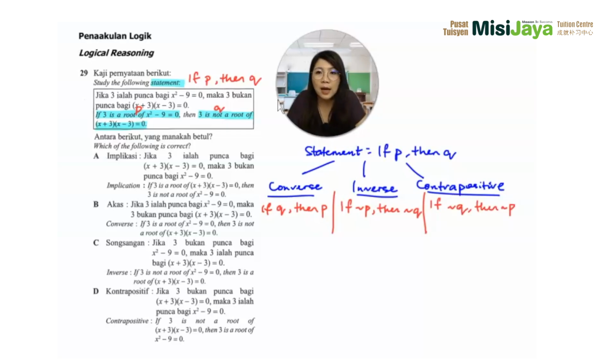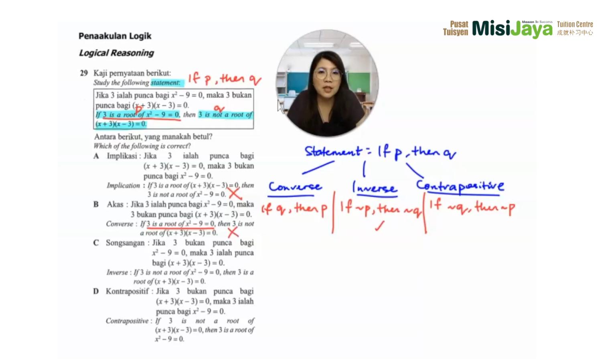So let's look at the answers given. For A, implication: if 3 is a root of (x plus 3)(x minus 3) equals 0, then 3 is not a root of x squared minus 9 equals 0. So this is not the answer. For B, converse. Converse is if Q then P. If you see the question, it starts with 3 is a root of x squared minus 9 equals 0, so it should be Q first. You have to mention Q first, so this one is incorrect.